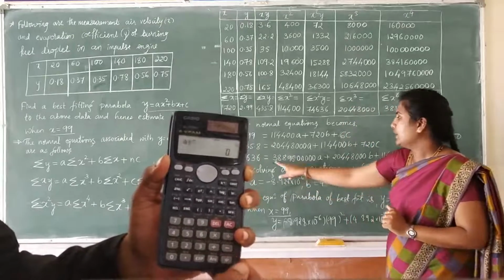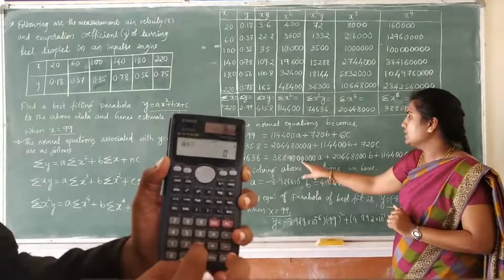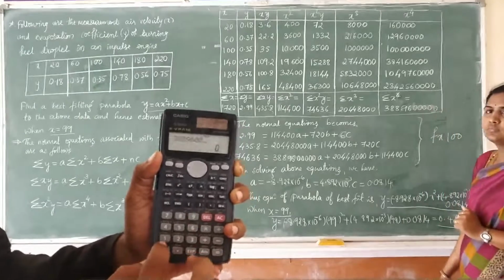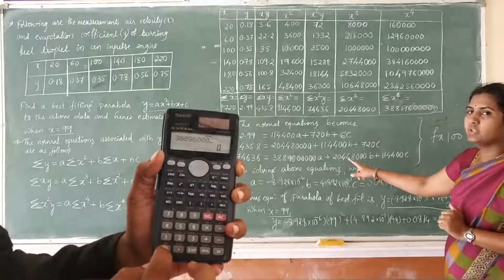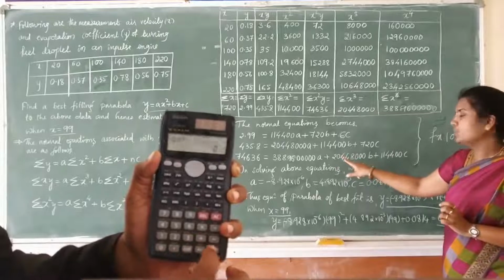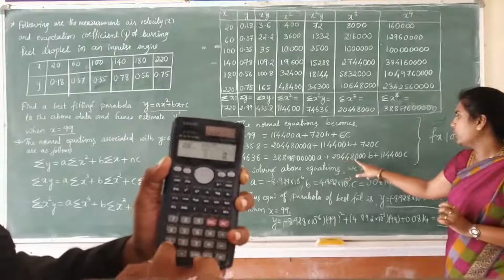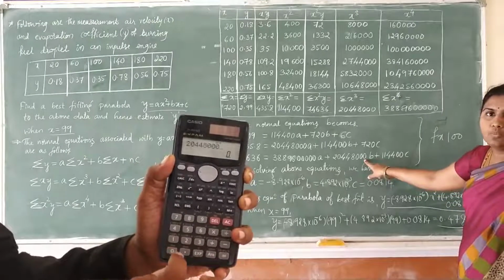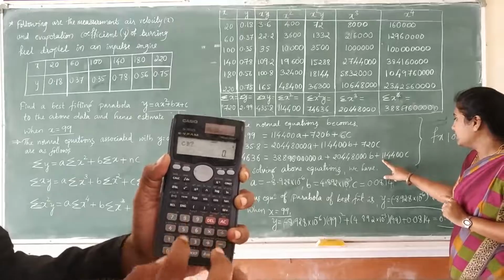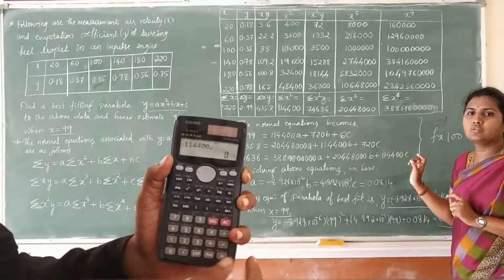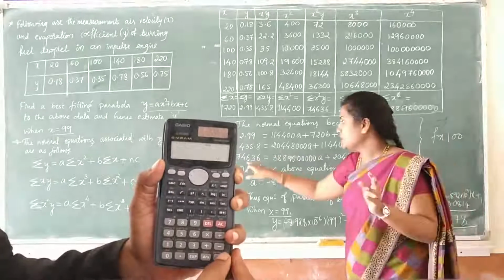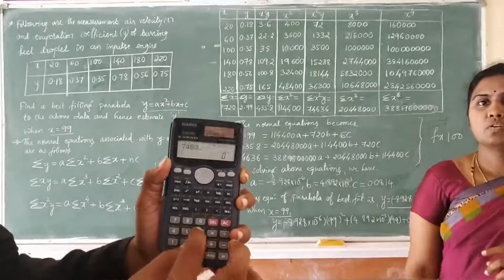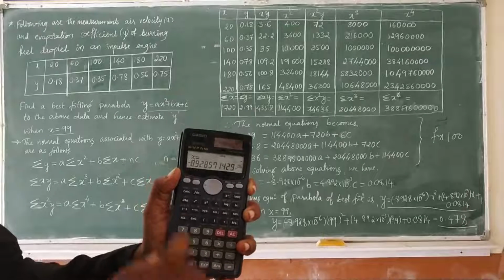Next, A3, 38896000. Next, it is asking for B3, 20448000. After substituting one value, you need to press equal sign. Next, C3, 114400. Press equal sign. D3, 74636. Okay, after substituting the values, you will get the x value.